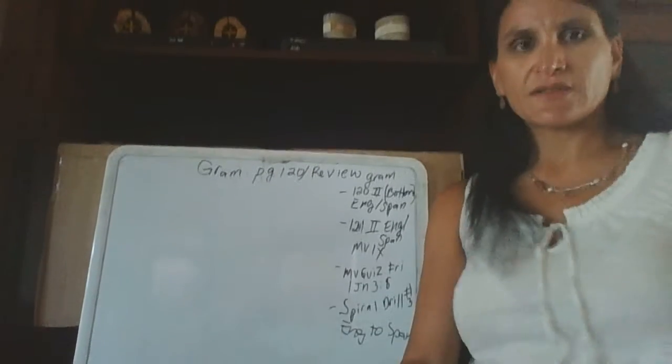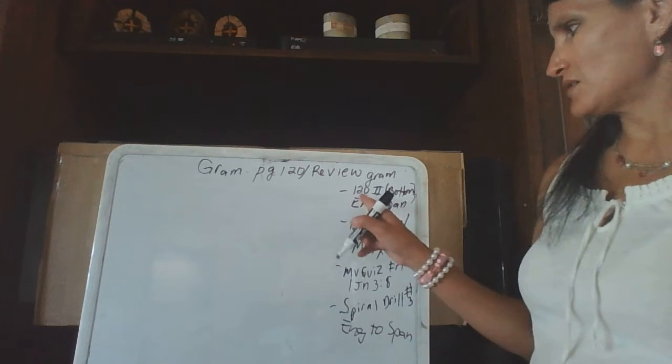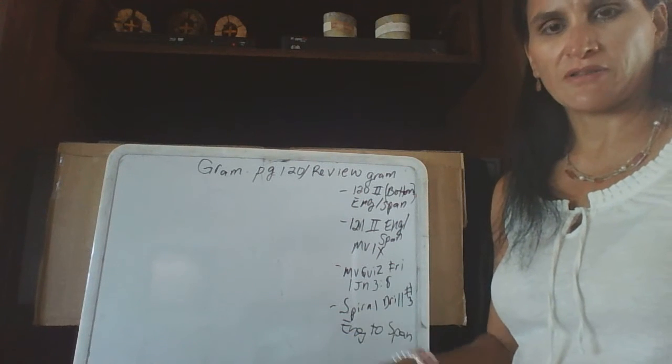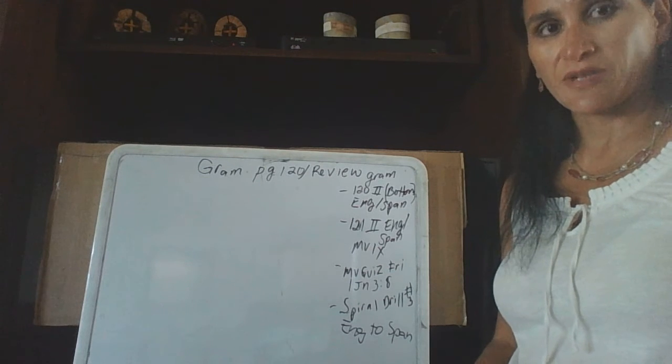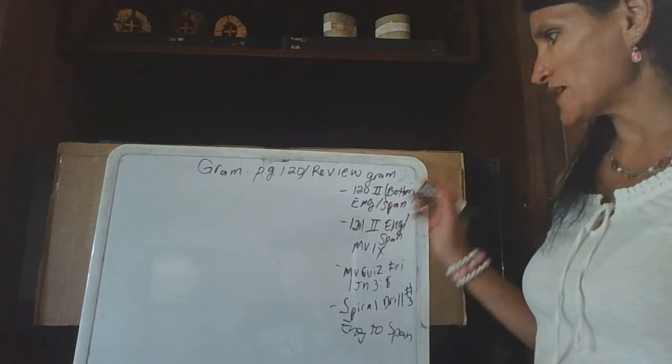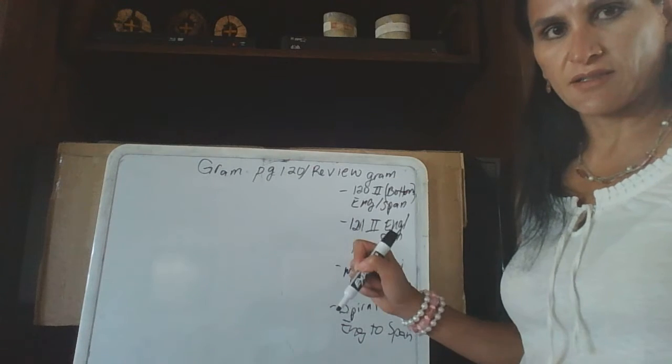Okay, so here's the second part of the grammar review. On the last one, we were answering questions with nosotros and usted. This time, you're going to be translating sentences. And just like always, you're going to have to do the English and the Spanish. So do the English and then translate it to Spanish.